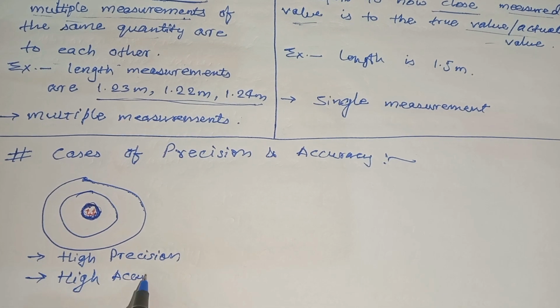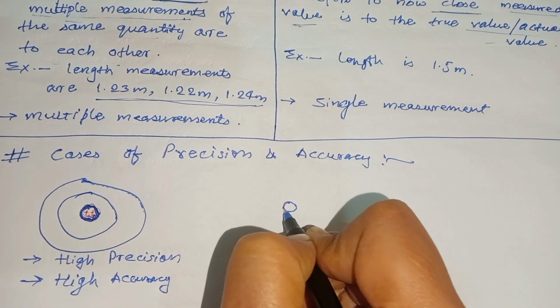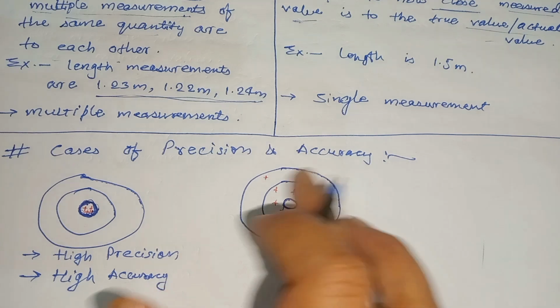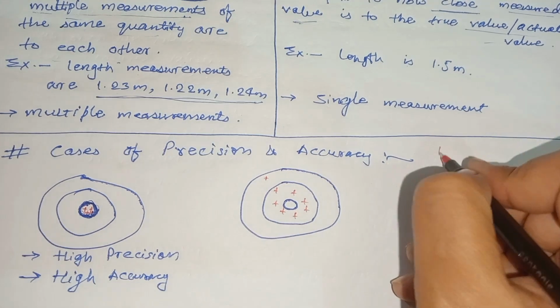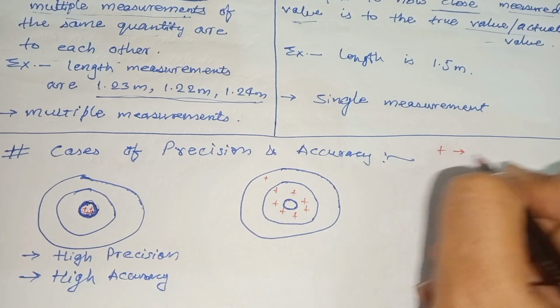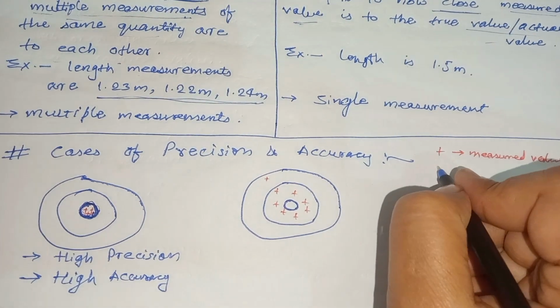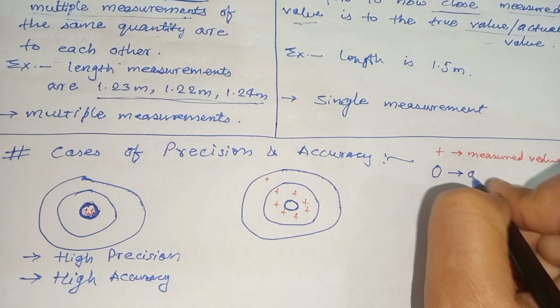High accuracy. Another time we take, suppose that this is a smaller circle. This is the actual value. Let these be the measured values. What this diagram shows, the measured values. Let me first write. This plus is simply showing measured value, and the smaller circle is showing the actual value. Now it's clear.